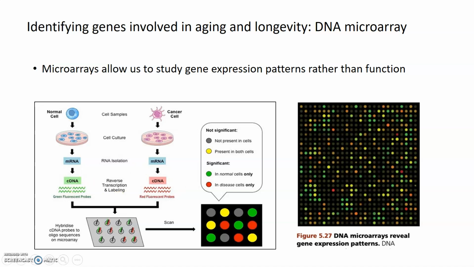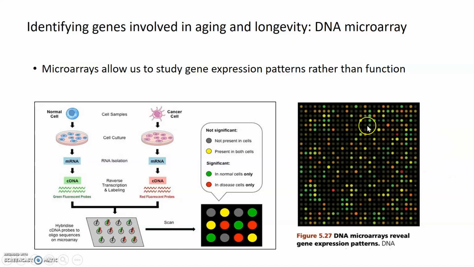And so this red and green cDNA just gives you an indication of what genes are on in normal and cancer cells. Any genes that are on in normal cells will show up on the microarray as green. Any genes that are on in disease cells will show up as red in the microarray. And any genes that are on in both will show up as yellow. If none of these genes are on, you'll see kind of a gray or dark dot.